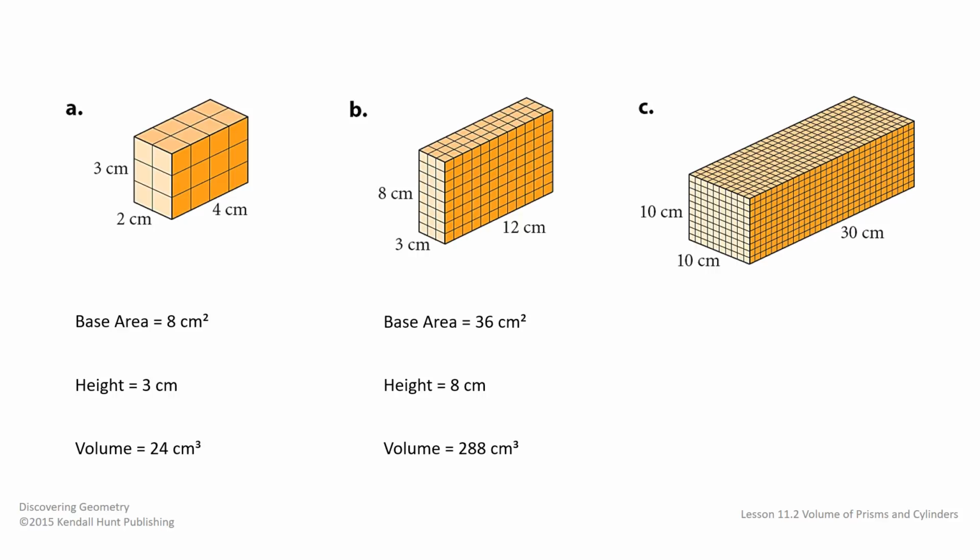Now we have our last one. You can see there's a lot of cubes. So let's figure it out. So base area, length and width of the bottom, because it's a rectangle, 10 centimeters and 30 centimeters, gives us 300 square centimeters. The height straight up and down is 10 centimeters. That gives us a volume of 3,000 cubic centimeters. So in that picture, there are 3,000 cubes. Again, you wouldn't want to have to count all of them one by one, but this is where we use our formula, base area times the height.